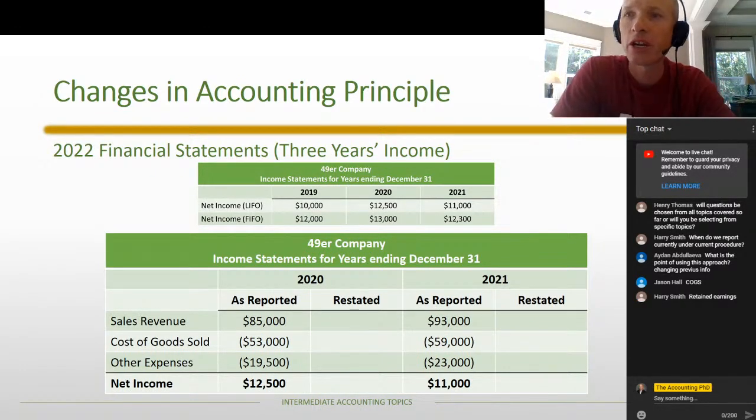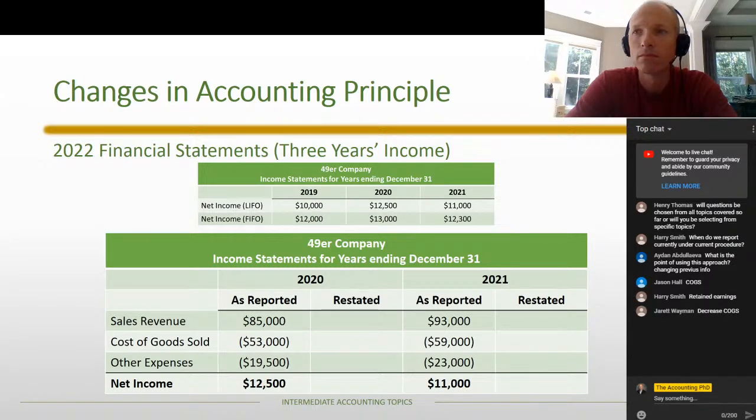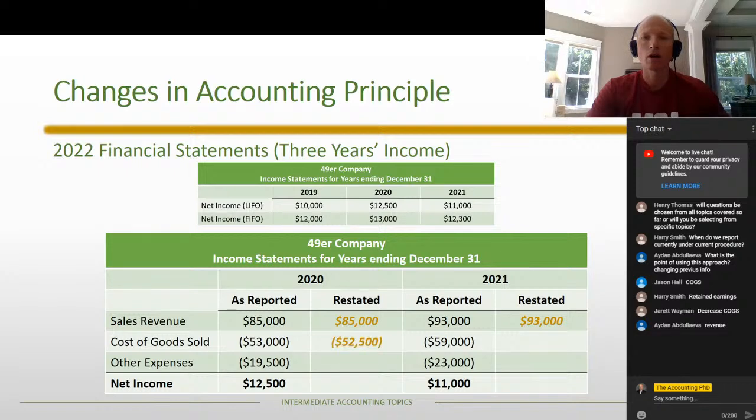Harry Smith, retained earnings. Now remember, we're on the income statement right now, Harry. Decreased cost of goods sold. Aiden says revenue. All right, so it is in our cost of goods sold.